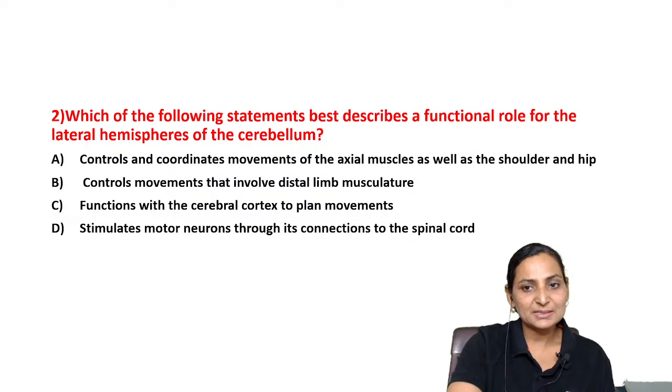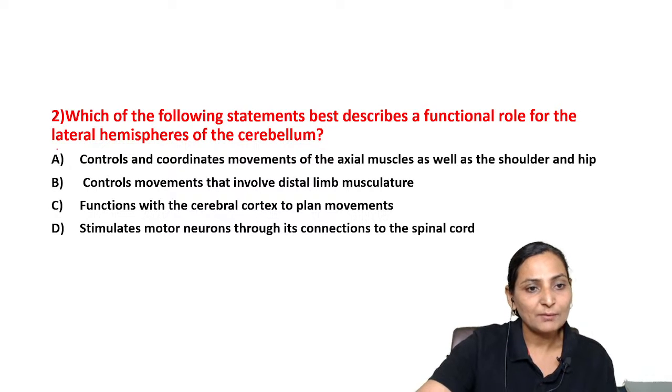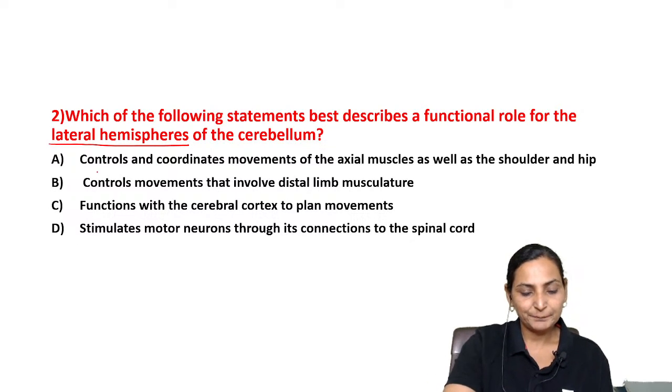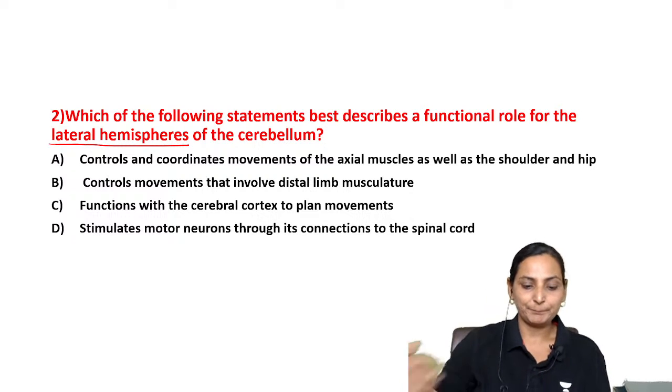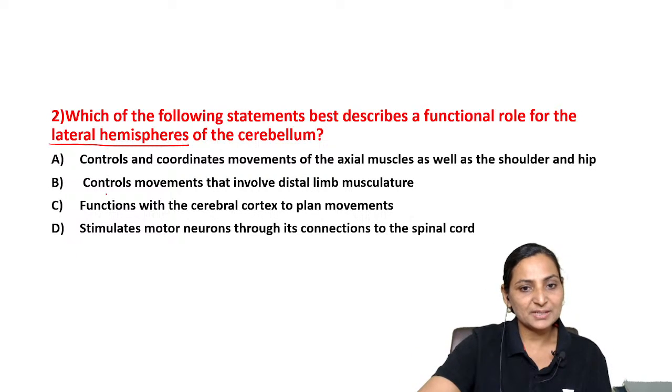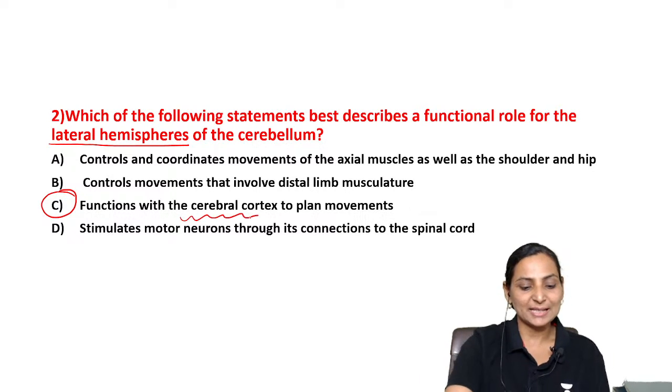Which of the following statements describes the functional role of the lateral hemispheres of the cerebellum? Controls and coordinates movements of the axial muscles and hip and shoulder; controls the movements involving the distal limb muscles; or functions with the cortex to plan the movements, or stimulates the motor neurons through its connection to the spinal cord. Which of them is the correct option for lateral hemispheres? Anybody can make a guess? What is the role of the lateral hemisphere of the cerebellum? The lateral hemisphere of the cerebellum takes part in planning the movements along with your cerebral cortex.